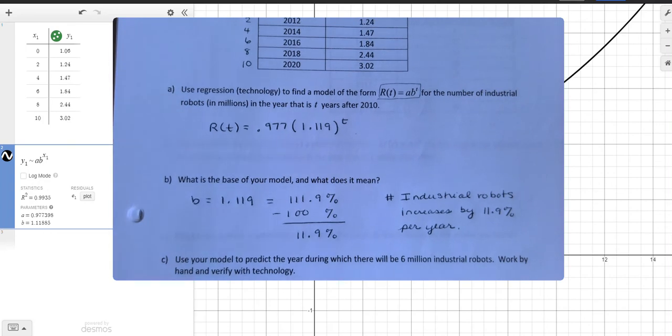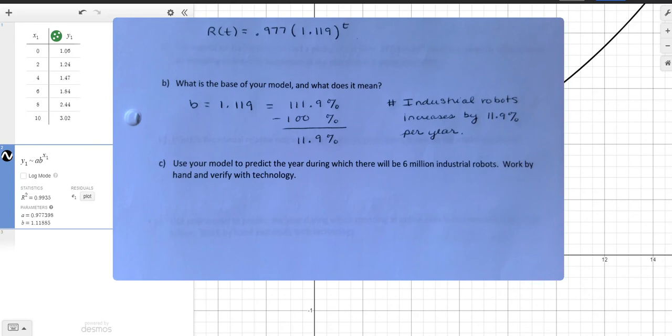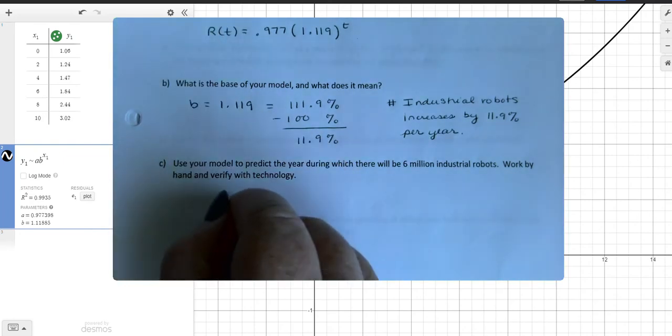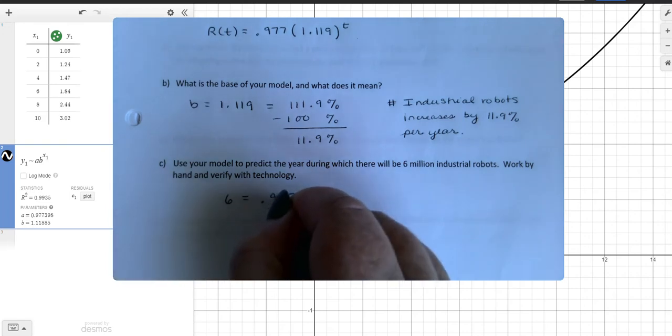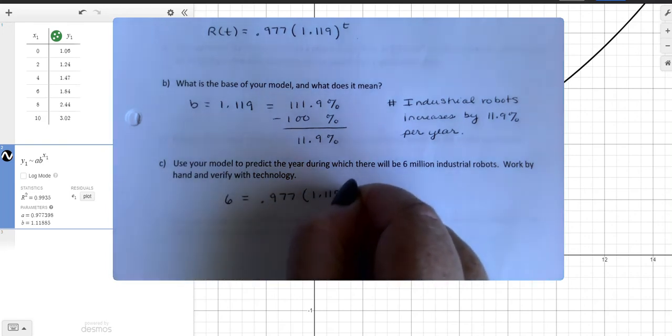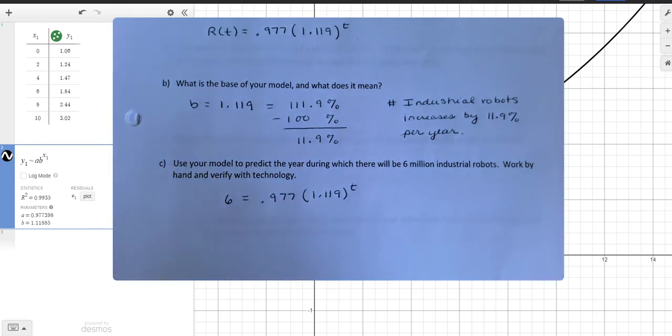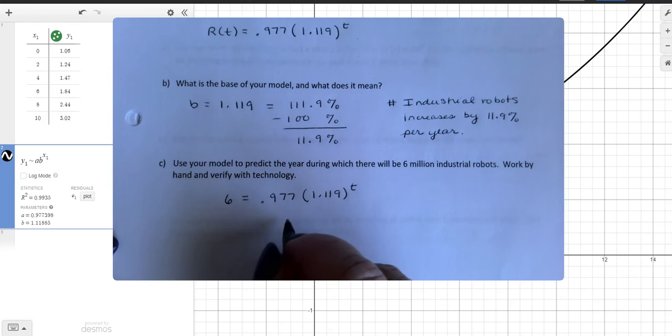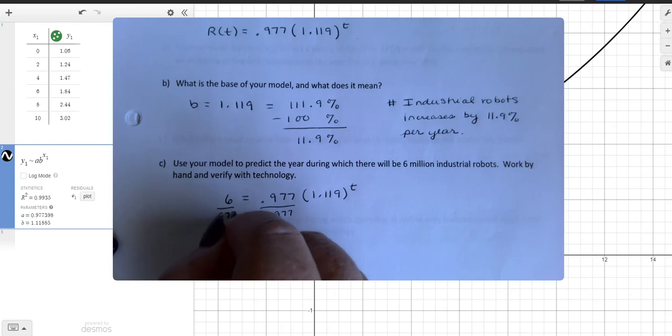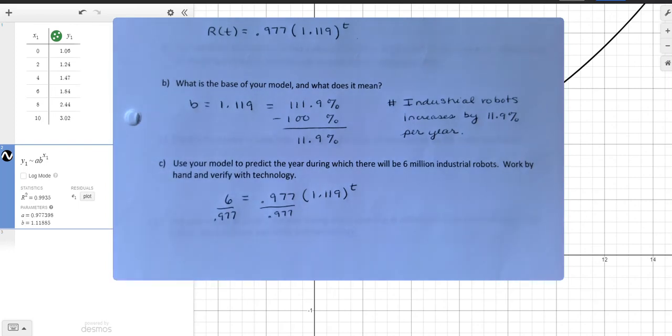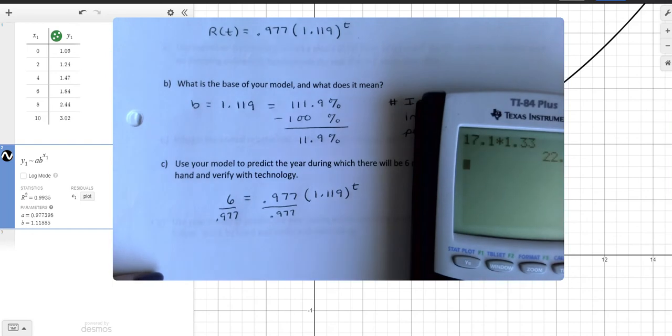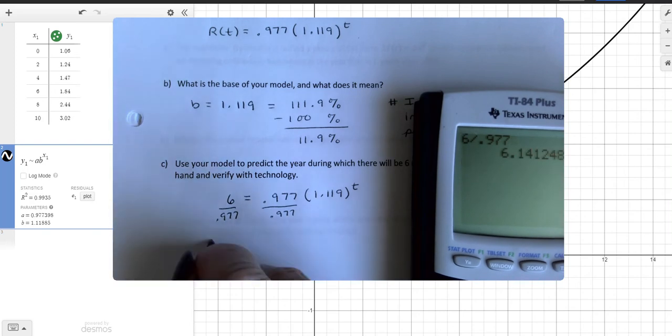All right, it then says use the model to predict the year during which we would have 6 million industrial robots. The number was in millions, so I'm just going to put 6 in for R. And let's see, if I do this by hand, it says by hand verify with technology, I'd be dividing by 0.977. About 6.14.